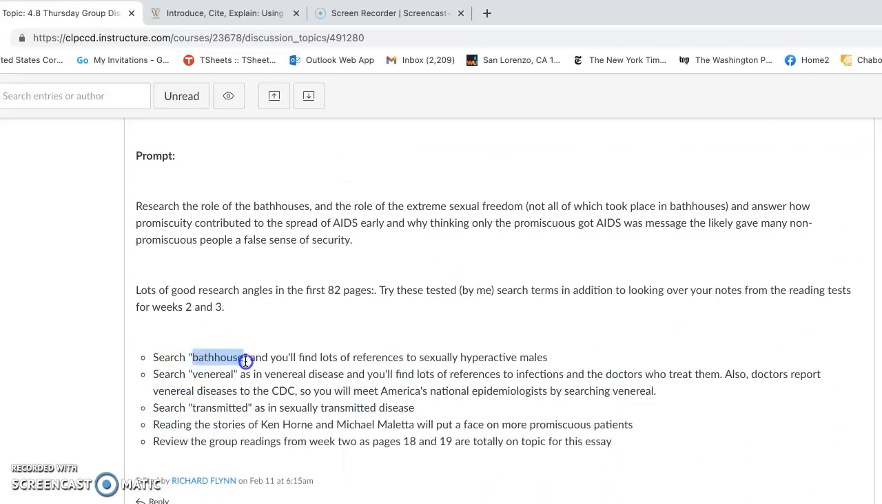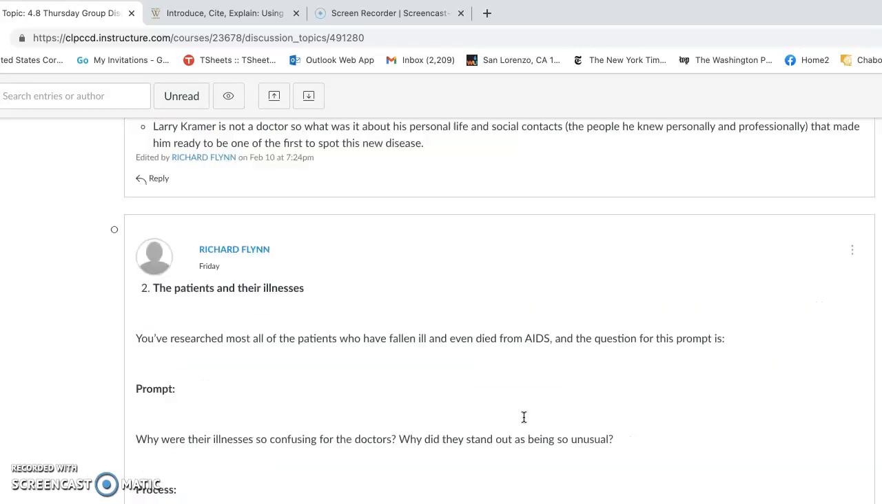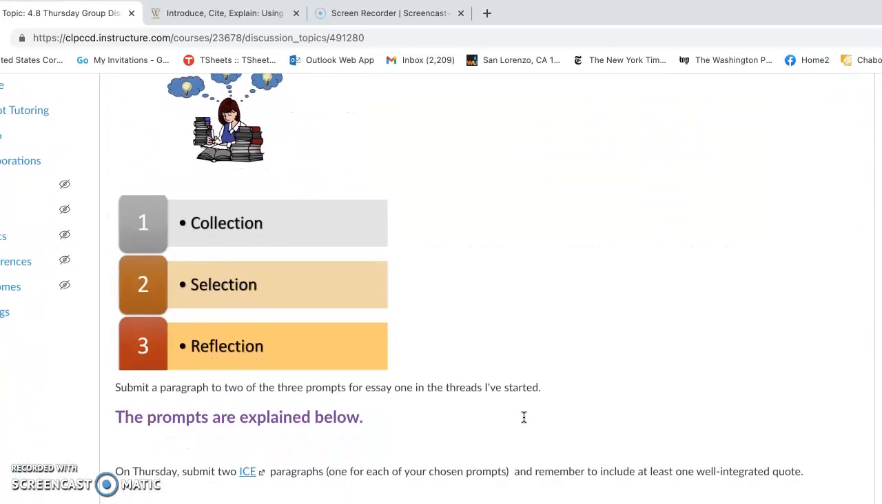If you search bathhouse, you'll find lots of references to sexually active males. If you search venereal, as in venereal disease, you'll find lots of references. If you search the word transmitted, as in sexually transmitted diseases, you'll find lots of references. Read the stories of Ken Horn and Michael Maletta. They'll put a face on promiscuous patients. Look back at our group pages from week 2, pages 18 and 19. That's totally about STDs.